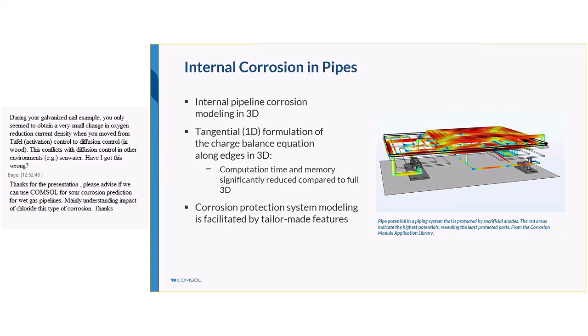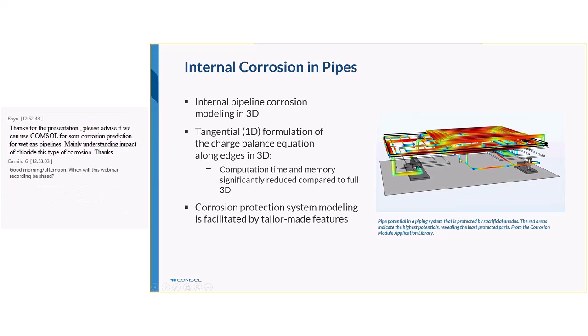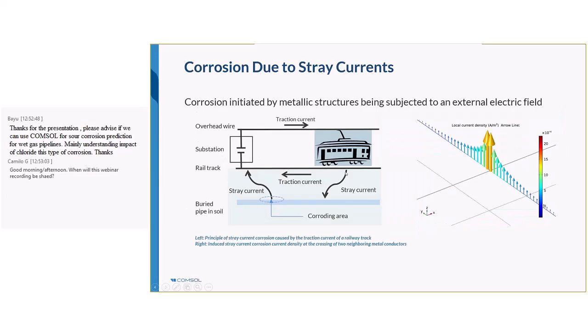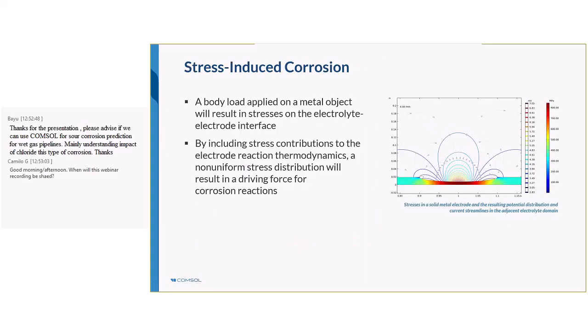We can also simulate internal corrosion in pipes. This is using the special pipe formulation where the pipes are represented as edges. Because they can be quite complex in terms of their form like this, using the 1D tangential formulation significantly decreases the memory requirements and makes it a lot quicker to compute than it would be if we represented it fully as a 3D system. We can also simulate stray currents with this example, and we can look at stress-induced corrosion as well.